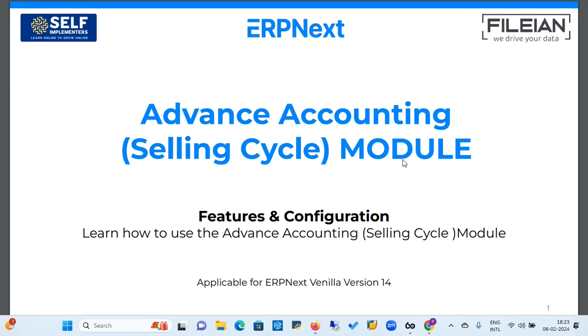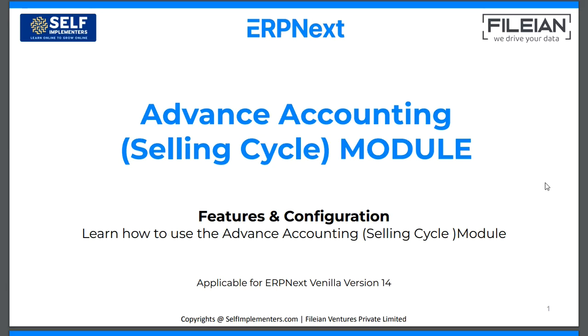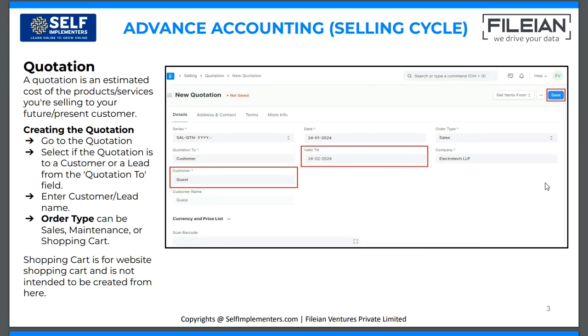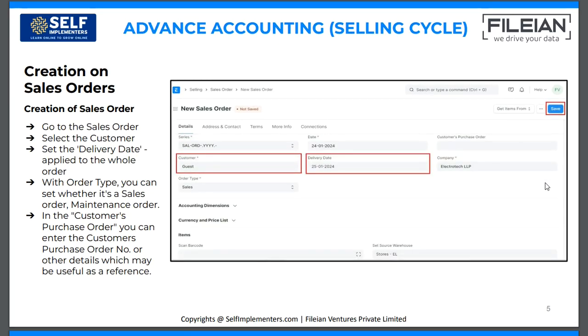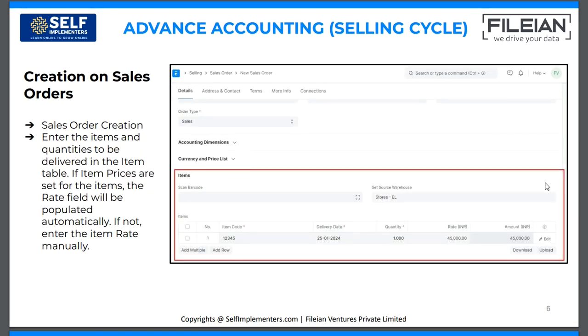Advanced Accounting Part 2 Selling Module. So let's begin. In this module, we will learn about the selling cycle in Advanced Accounting. For that, we will create one sale order and make some sale and try to generate some profit, and then we will receive the payment from the customer and make the appropriate accounting entries.